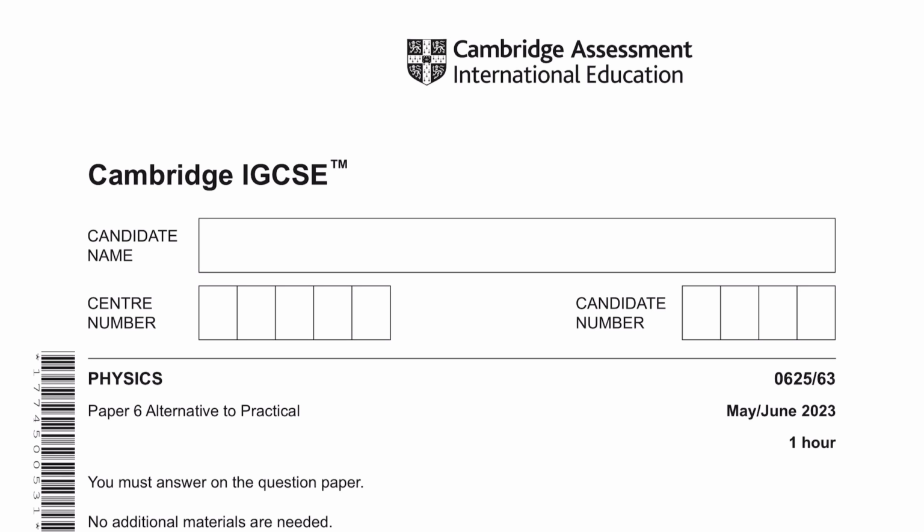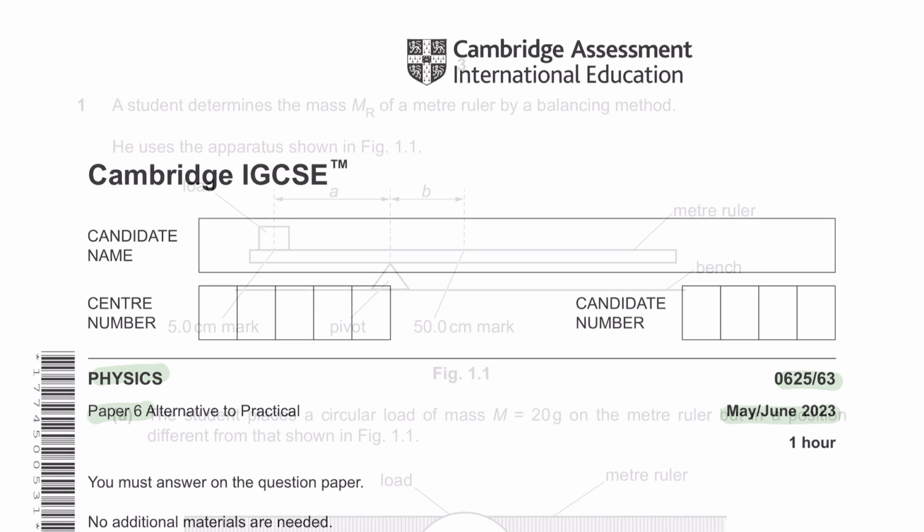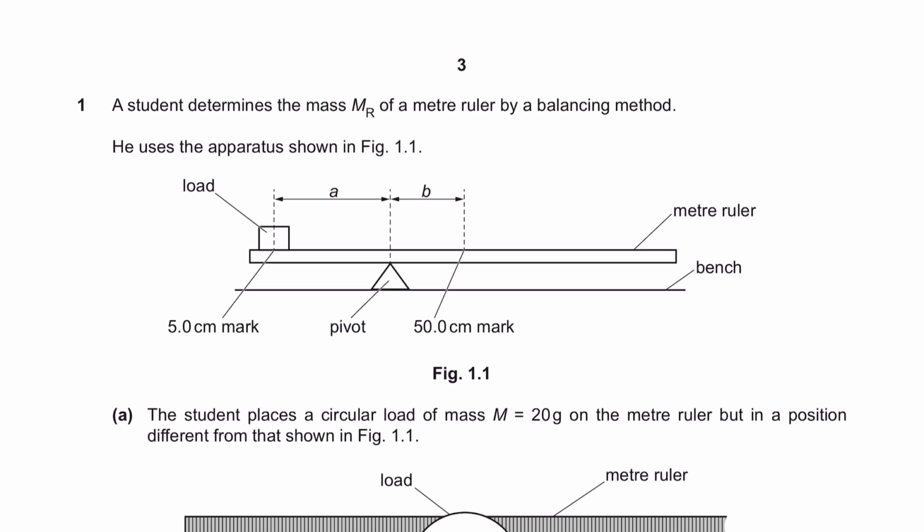This is a tutorial video for Physics Paper 6 Alternative to Practical, Variant 6.3 for May June 2023 examination. Question 1. A student determines the mass mR of a meter ruler by a balancing method. He uses the apparatus shown in figure 1.1.